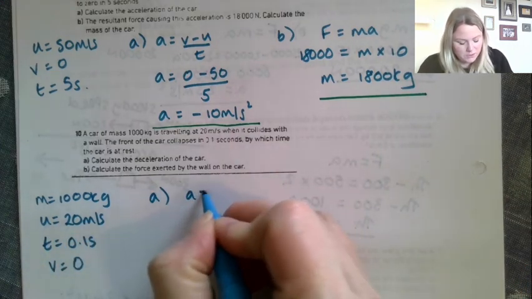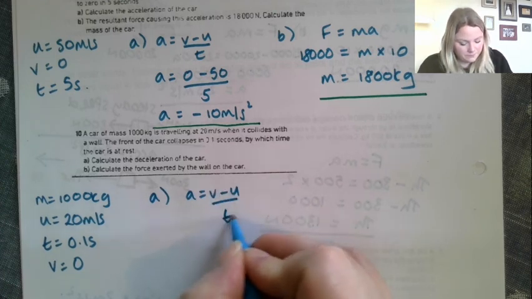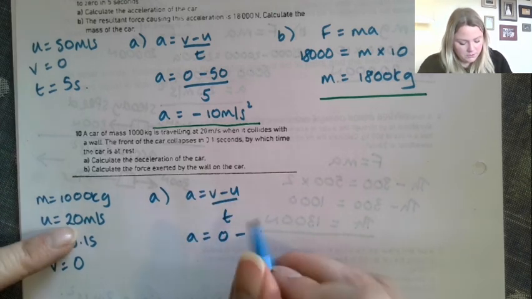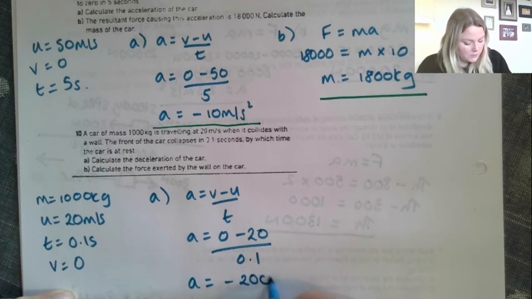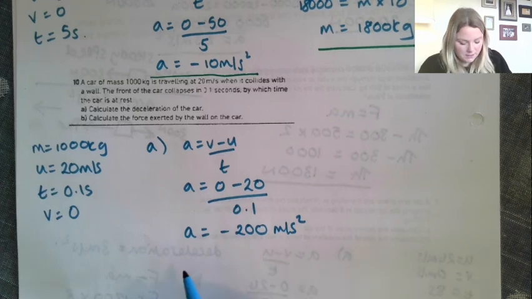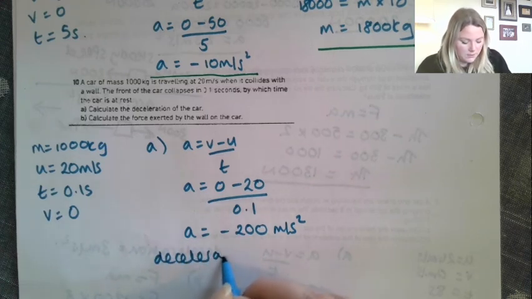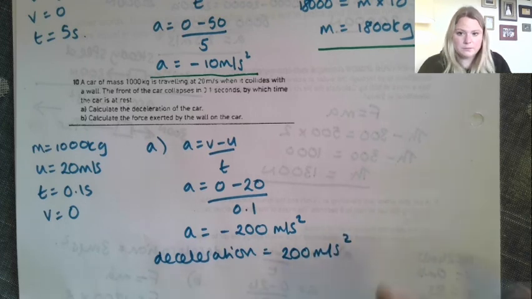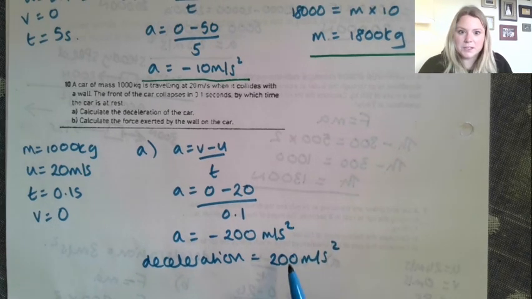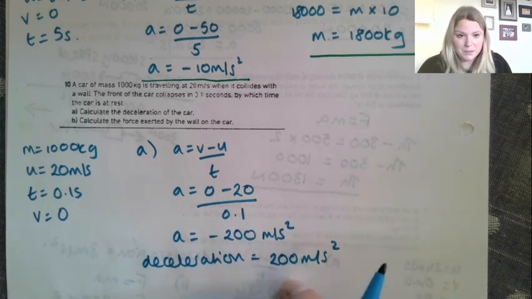So we can use a equals v minus u over t. v is 0, u is 20, time 0.1. If I calculate that, I get minus 200 meters per second squared. That's the acceleration. This asked for the deceleration, so that is 200 meters per second squared. Because that deceleration is so big, if you crash into a wall, generally it's not good. A big deceleration is going to mean a big force.